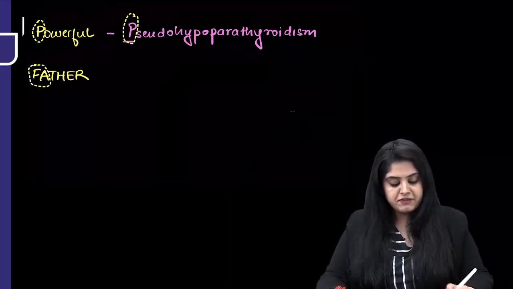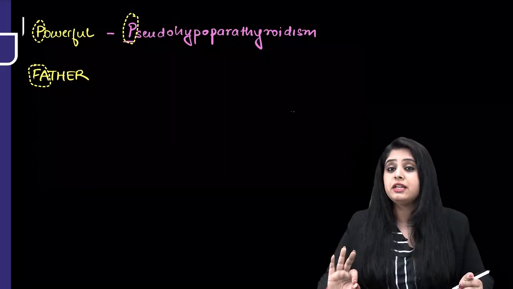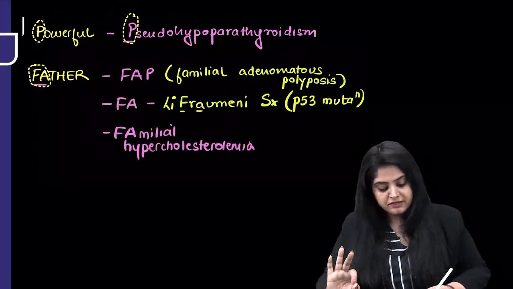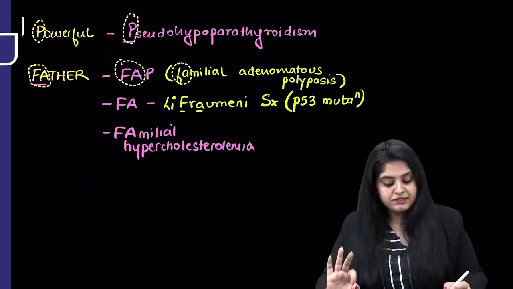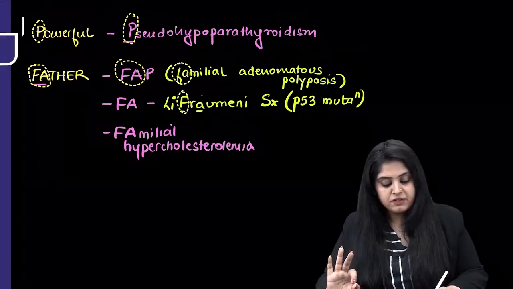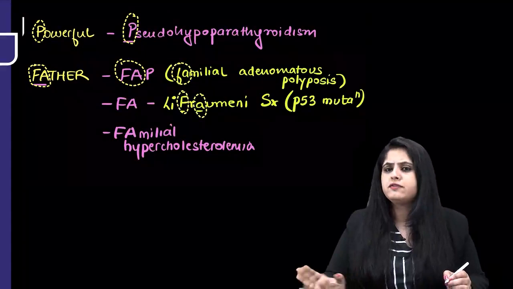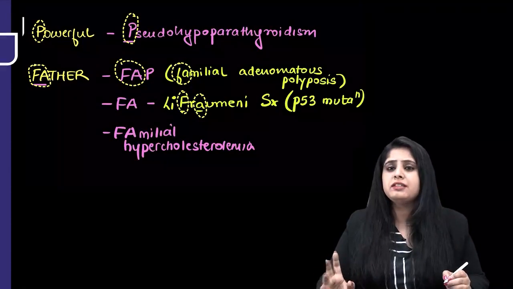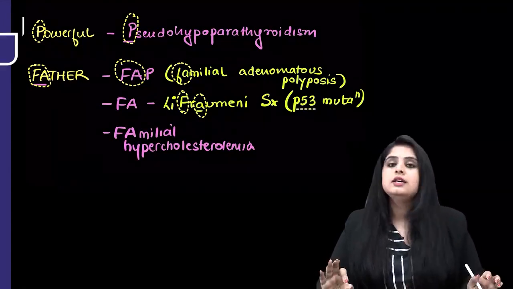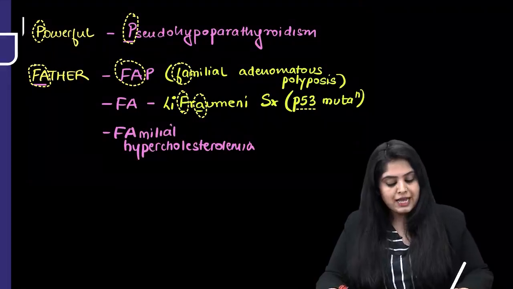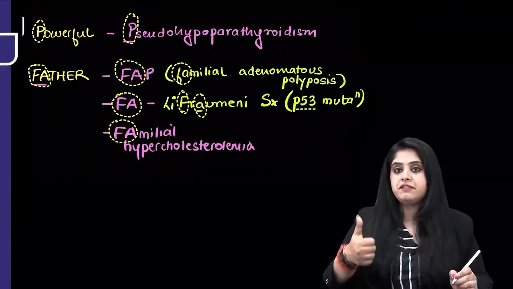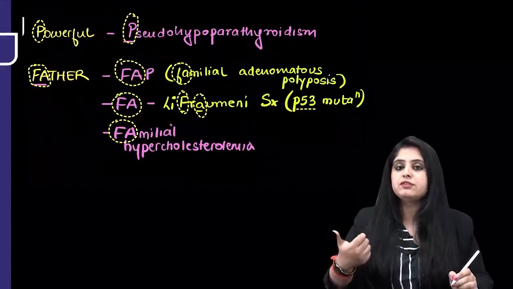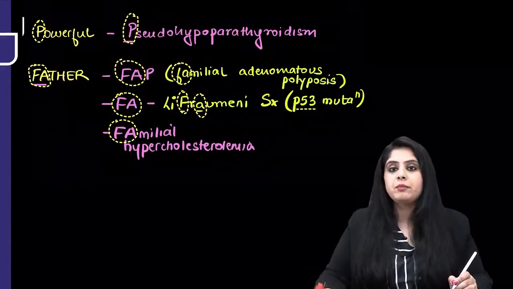So everything with FA is going to come up over here. 3 things with FA: there is a disease called familial adenomatous polyposis. There is a disease with FA. I have learned Li-Fraumeni syndrome. If you've seen the neoplasia chapter, you know now what is Li-Fraumeni syndrome, which mutation? It's the P53 mutation. And familial hypercholesterolemia. So what is FA of father? FAP, familial hypercholesterolemia, and we have Fraumeni syndrome.